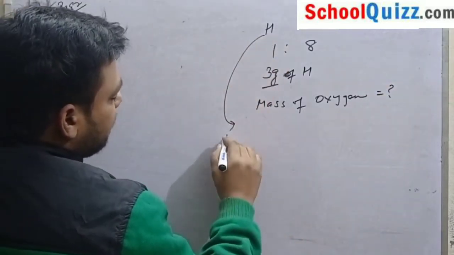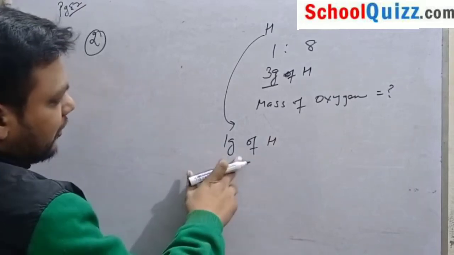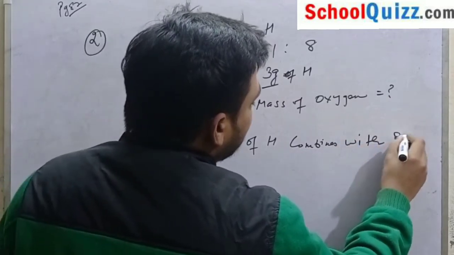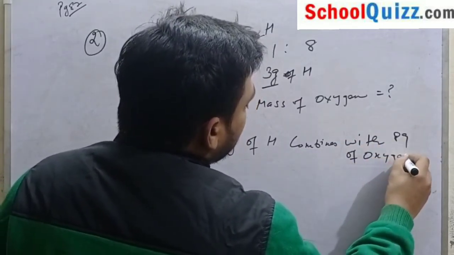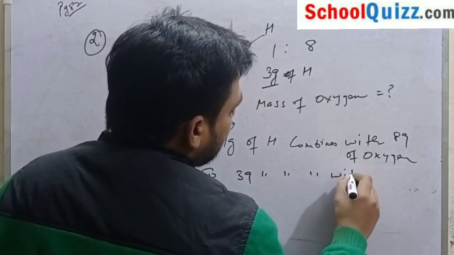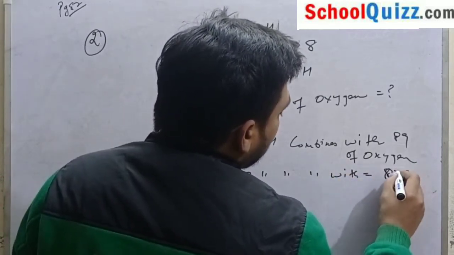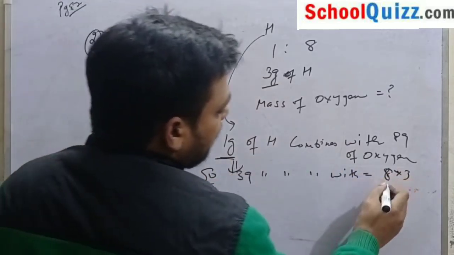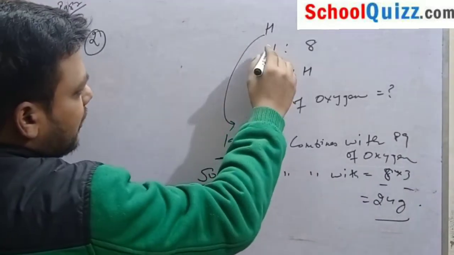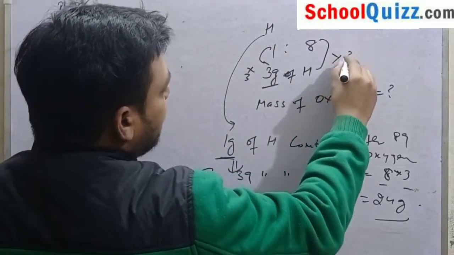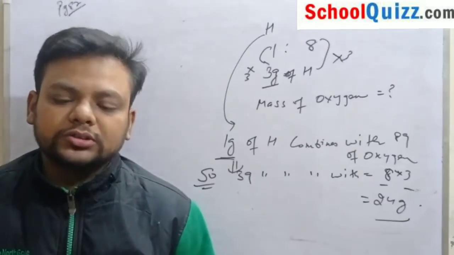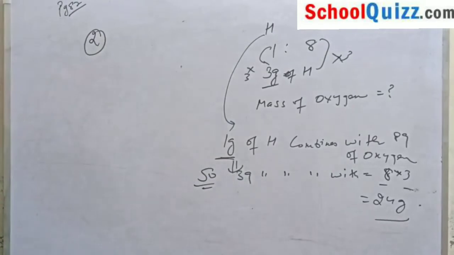1 gram of hydrogen combines with 8 gram of oxygen. So simply multiply: 3 gram of hydrogen combines with 8 into 3. If we multiply this by 3, we also multiply that by 3. So 24 gram. Just simply multiply by 3. That is 24 gram. This question is based on the law of constant proportions. Now we will move to our third question.